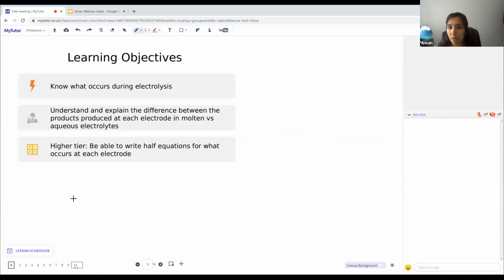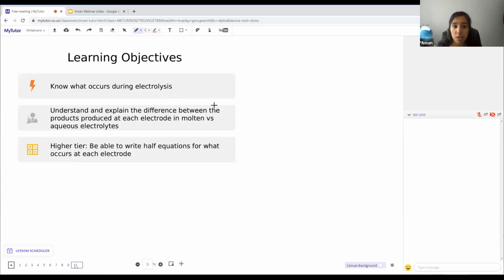Okay, so let's just go back over the learning objectives from last week and today and make sure we've covered them all, and then we'll do some exam questions. So know what occurs during electrolysis. That was about labeling all the equipment. So remember, we've got the cathode, the anode, the electrolyte, which is your ionic compound, either dissolved in some kind of solution or molten. And then we have our electricity, so either a battery or cell providing that electricity.